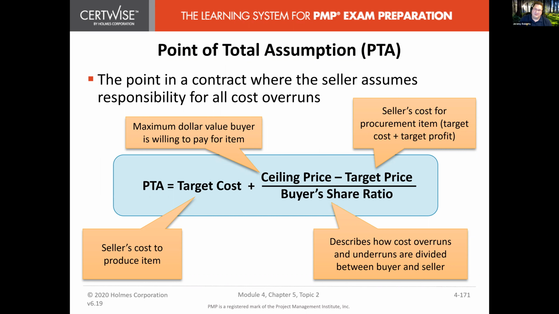Okay. Yeah. So at what point will the seller have to start paying 100% of any overages? This is one way to look at it. And this is stuff you can negotiate in your contract. The buyer's share ratio, you can put that in your contracts.